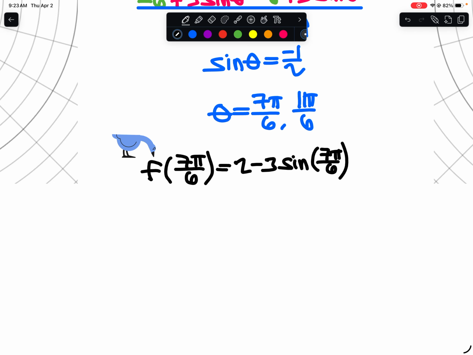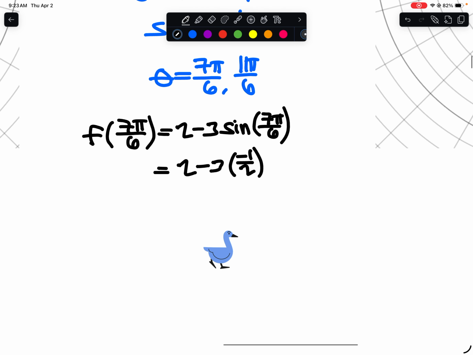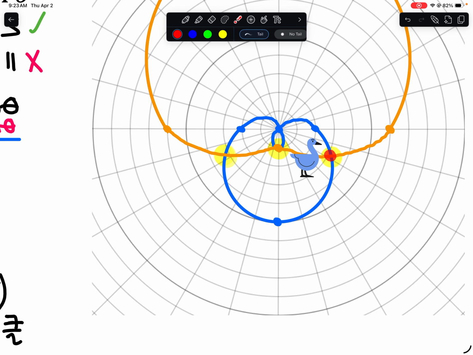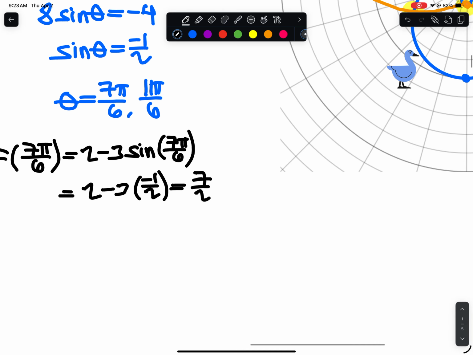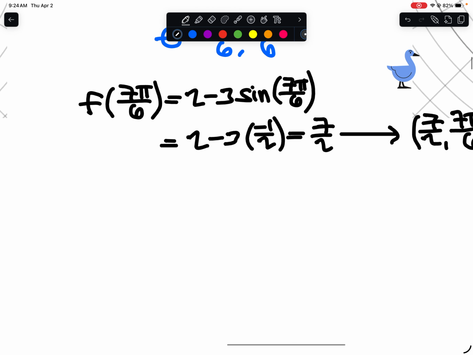All right, and then what's going to happen? Sine of 7 pi over 6 is going to give me -1/2. So 2 plus 3 halves, which is going to give you 7 halves. That kind of checks out because this is not going to be a pretty point over here. So that fraction checks out. That tells me this coordinate here is going to be 7 halves in the direction of 7 pi over 6. And then the next point should also be 7 halves, comma, 11 pi over 6.